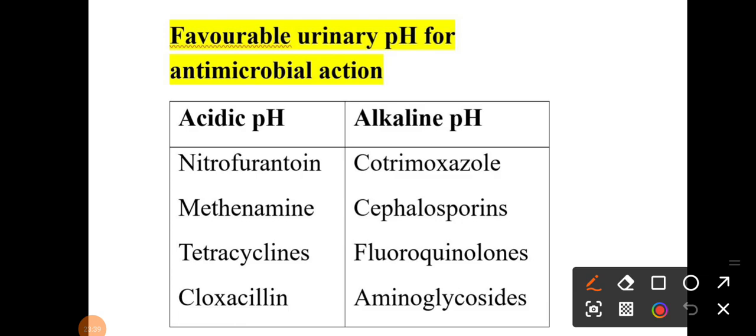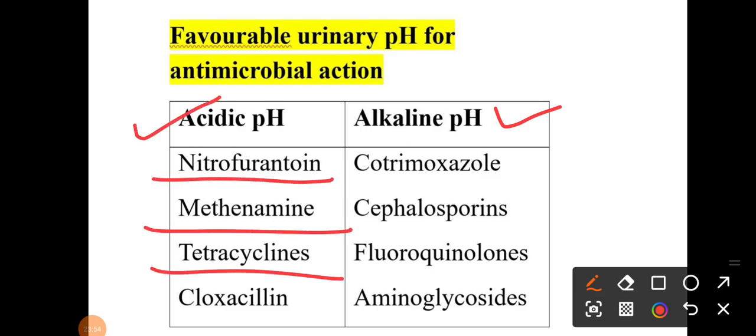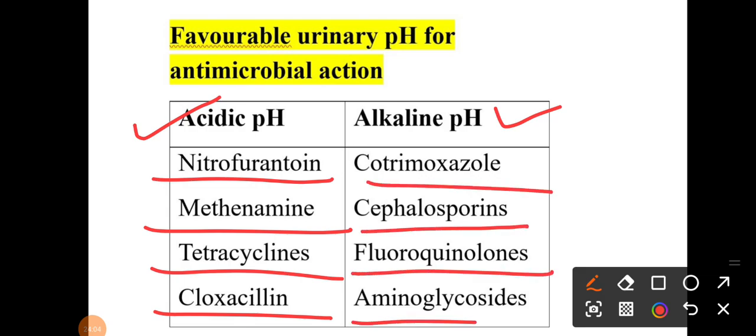So which drugs are active in acidic medium and which drugs are active in alkaline medium? Nitrofurantoin, methenamine, tetracyclines and cloxacillin are active in acidic pH, while cotrimoxazole, cephalosporins, fluoroquinolones and aminoglycosides are active in alkaline pH.